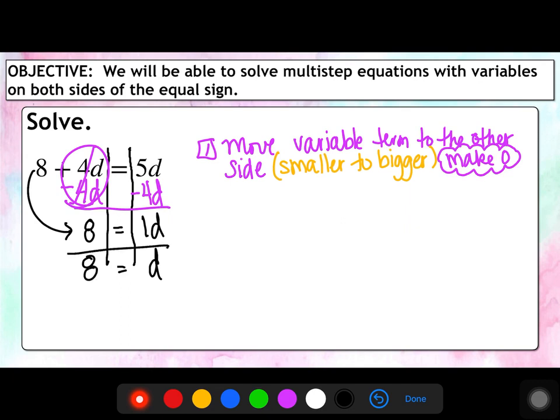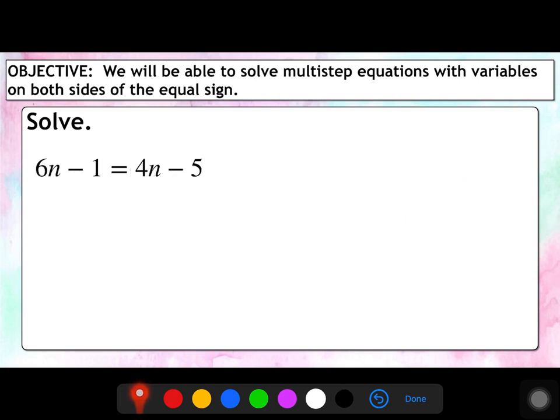We're done because that's the goal, to get D by itself, or the variable by itself. So this was only a one-step problem, right? We just had to do the one thing to get our answer. They won't always be one step, but in this case, that's what it was. All right, let's look at our next one.